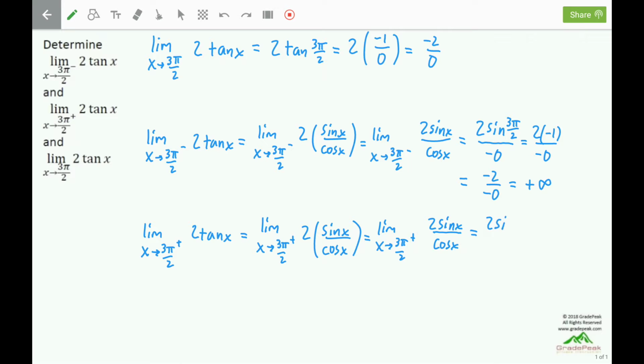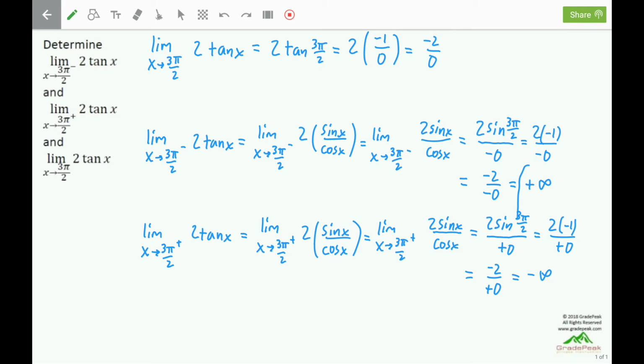The 3 pi over 2 can be placed in for all other x's, with the cosine of x being replaced with a positive 0. This equals 2 times the sine of 3 pi over 2, which is a negative 1, divided by positive 0. 2 times negative 1 is negative 2 over positive 0. A negative divided by a positive is a negative. A non-zero over 0 is an infinity. And there's the result of the right-sided limit.